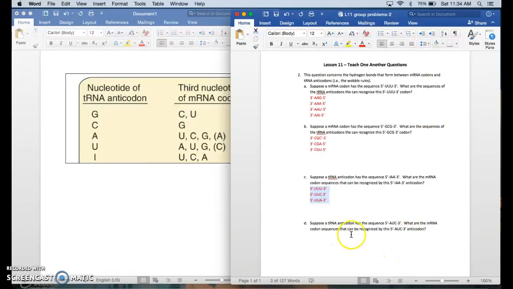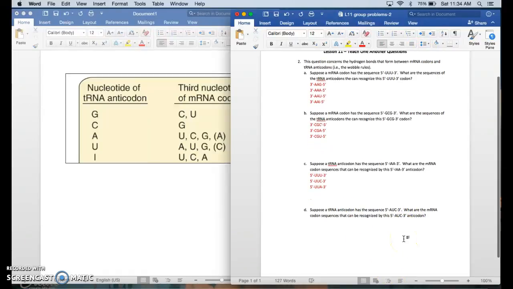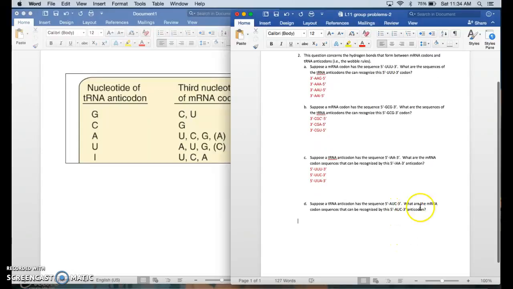So suppose the tRNA anticodon has a sequence 5' AUC 3'. What are the mRNA codon sequences that can be recognized by this anticodon? So we would work backwards. So C and U are matching up. The wobble position right here is A, because recall that the wobble position goes from the 5' end, and the middle one and the 3' end of the mRNA are the ones that are normal.